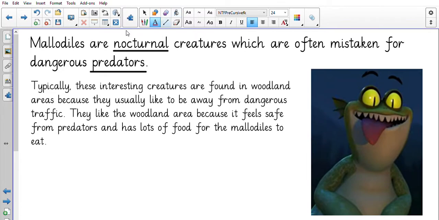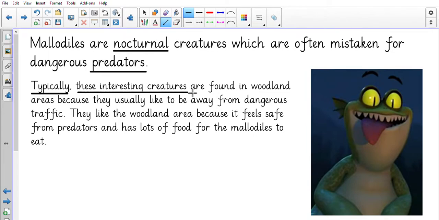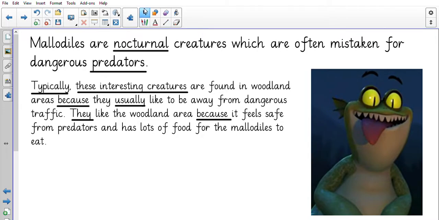Okay, so I have used a fronted adverbial. I have used these interesting creatures and they, so looking at pronouns instead of repeating maladials again. I've used a conjunction. Got one here as well. Got another adverb. Okay, and I've made sure I've extended my sentences as well.